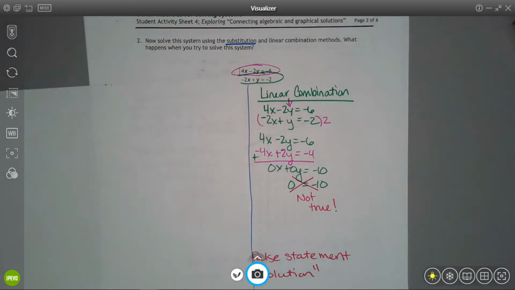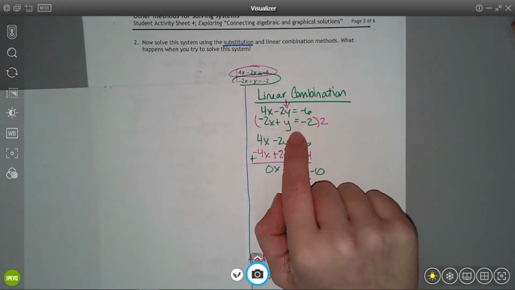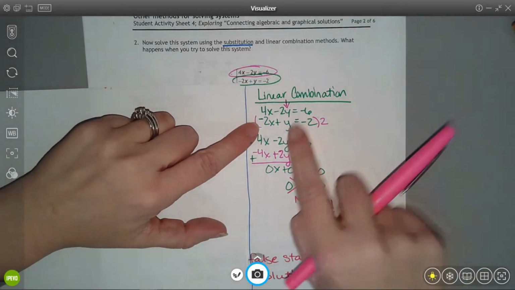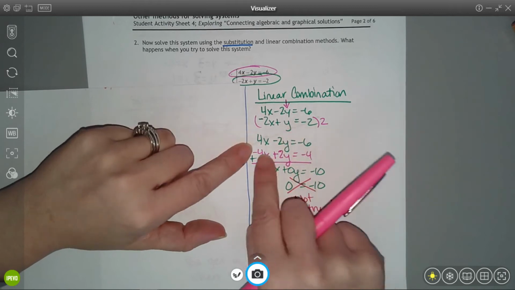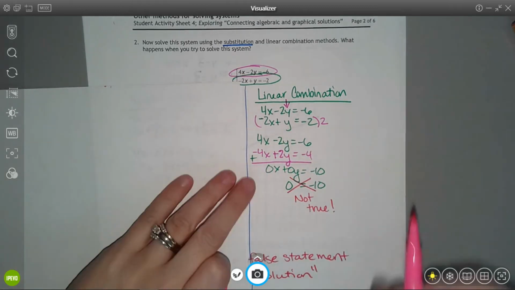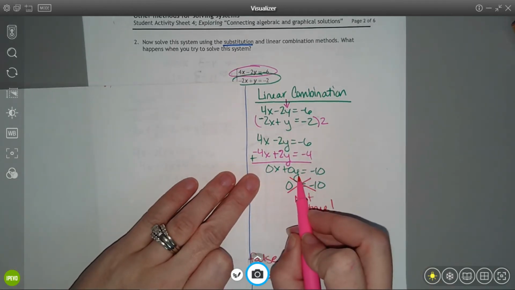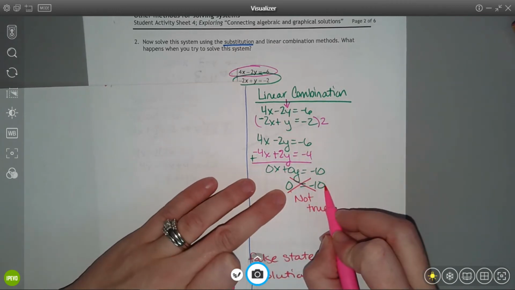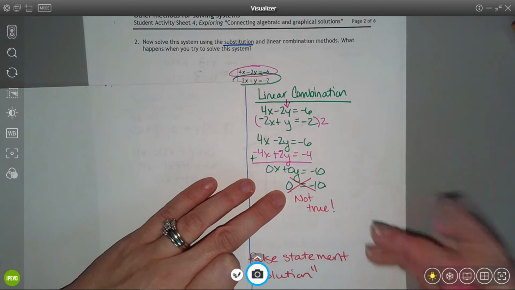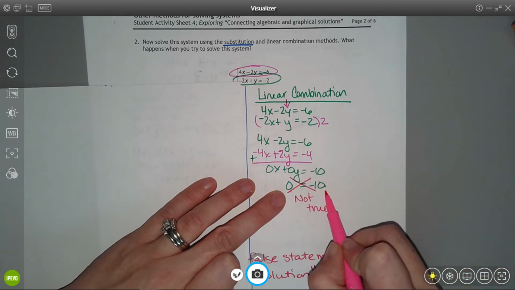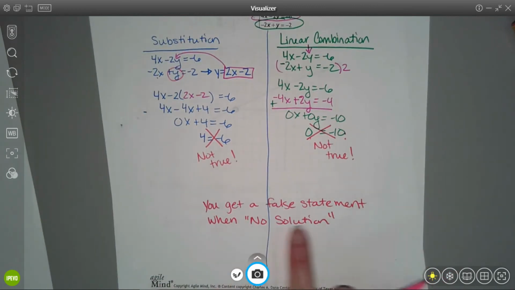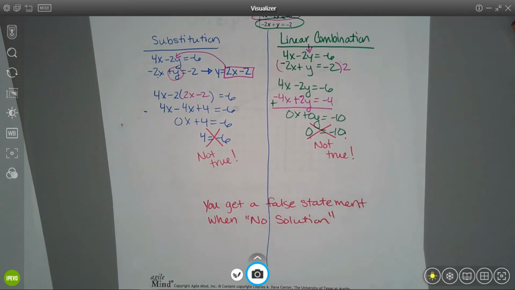If I did this through linear combination, I have to manipulate this second equation. When I multiply that, I get that everything cancels over here. My x's are gone. My y's gone. 0 equals negative 10. Again, guys, in my world, 0 does not equal negative 10. It's not true. What this means, when we get a false statement, there is no solution.